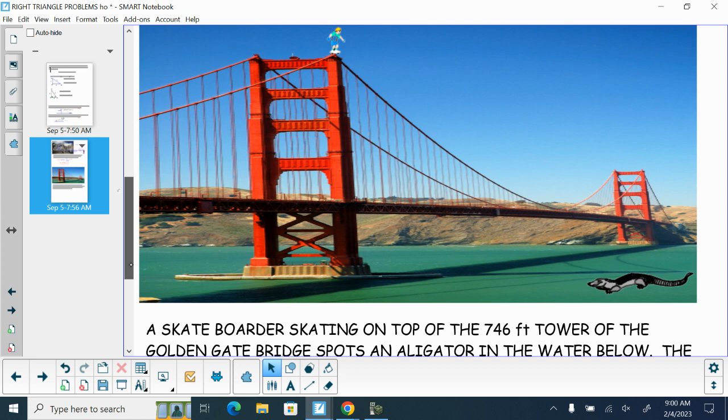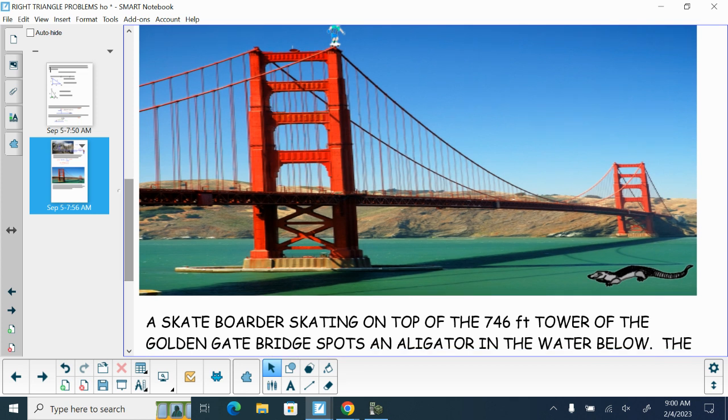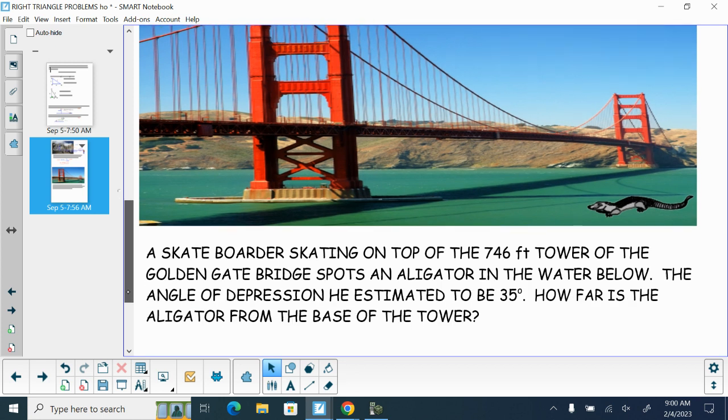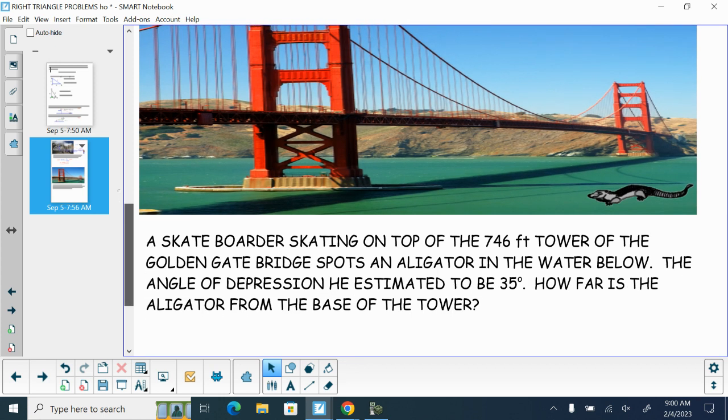Second problem, we got a skateboarder skating down the top of the 746-foot tower of the Golden Gate Bridge, and spots an alligator in the water below. The angle of depression he estimated to be about 35 degrees. How far is the alligator from the base of the tower?